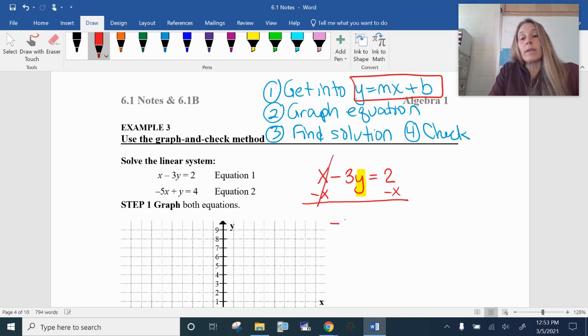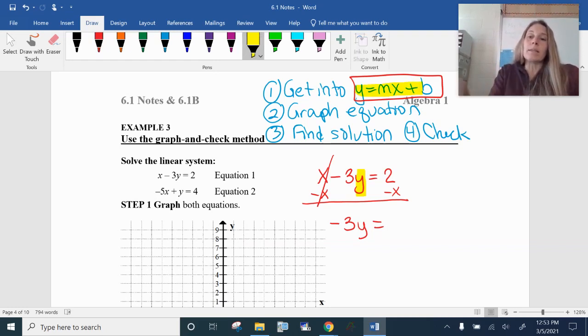So now I still have a negative in front of that 3y, so don't forget about that. Now over here, you could write 2 minus x, but the slope-intercept form always has the x term coming before the constant, so it's a good idea to get in the habit of writing it in that order. So negative x plus 2.